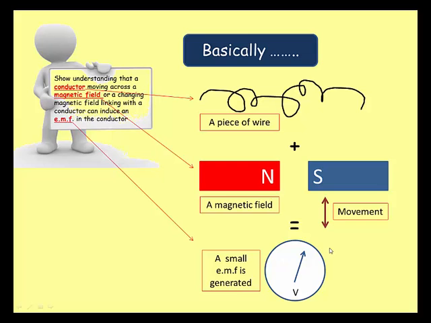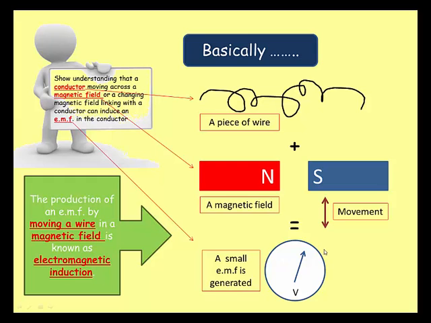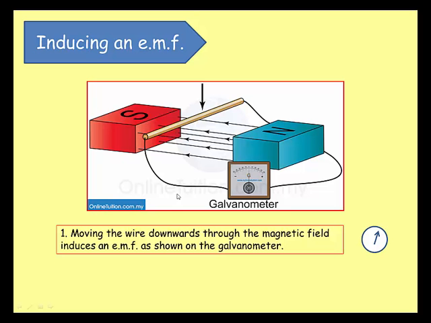It's all the amazing things about physics, isn't it? This is. Let's look at this. Well, the production of EMF by moving a wire in a magnetic field is known as what's called electromagnetic induction. So make a note of that. Okay, it's a really important point over here. Electromagnetic induction. And what it does, it involves a wire being moved in a magnetic field.